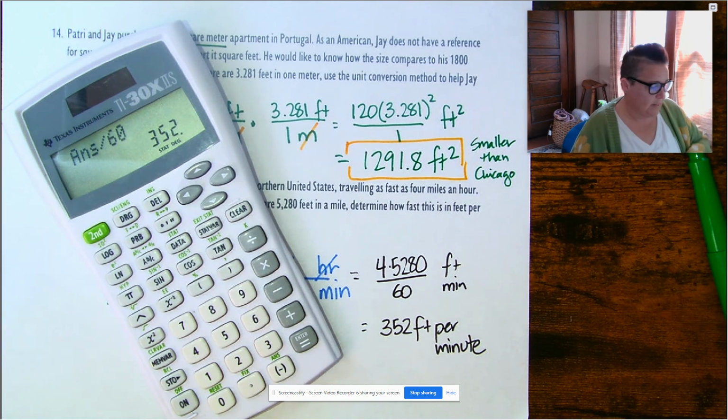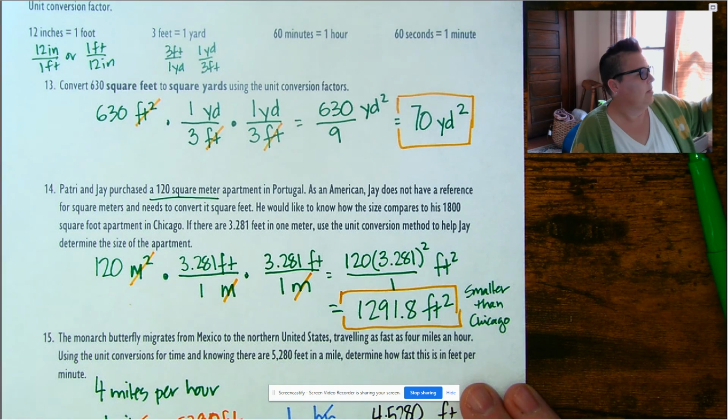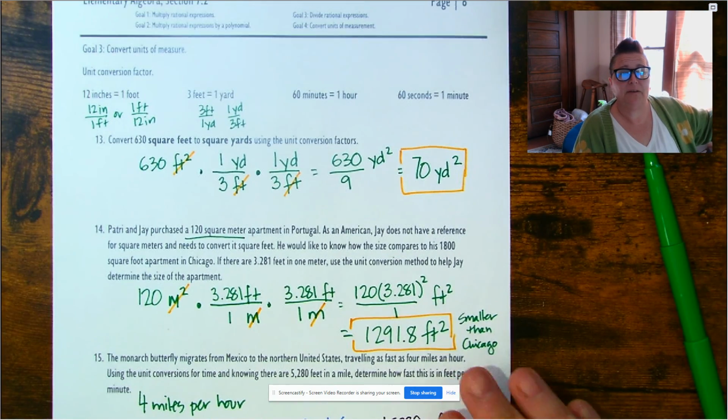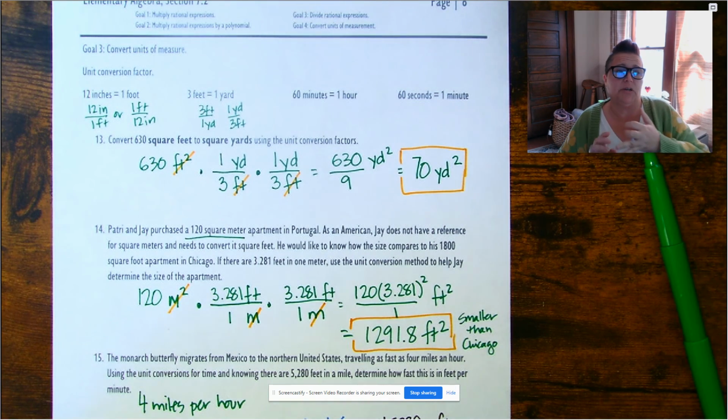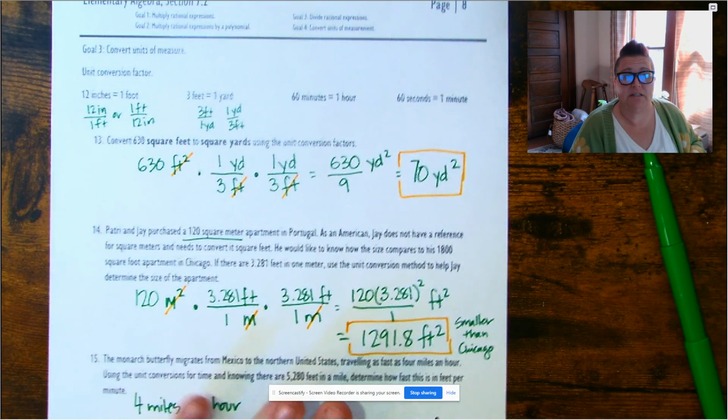All right, great. That rounds up the fourth of the 4 goals for this section. And so we have now multiplied rational expressions with the polynomials. We've divided them, and then we talked a little bit about converting units of measurement. So those were the 4 goals for section 7.2.